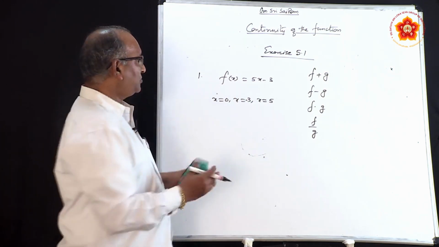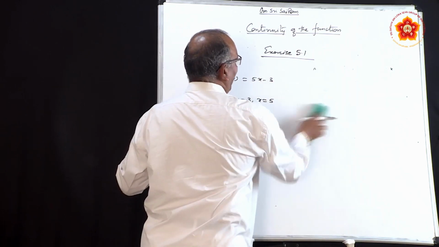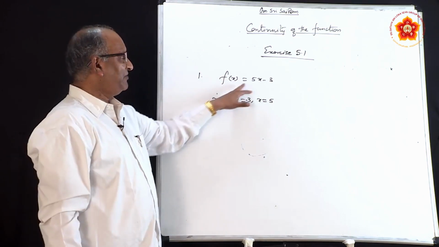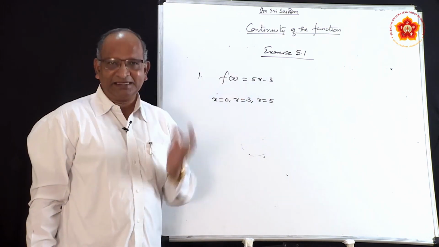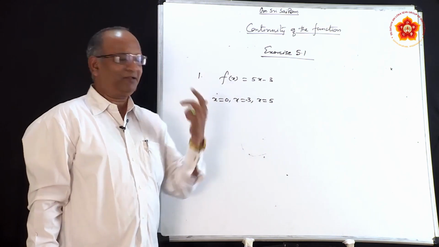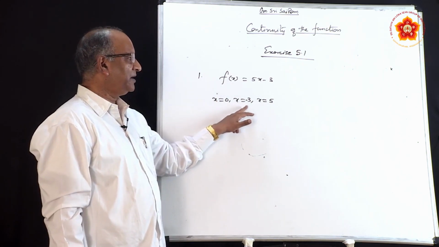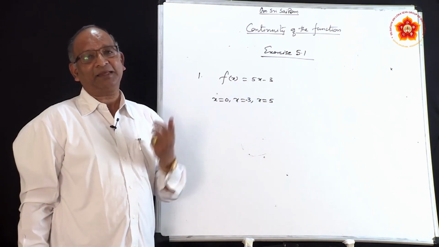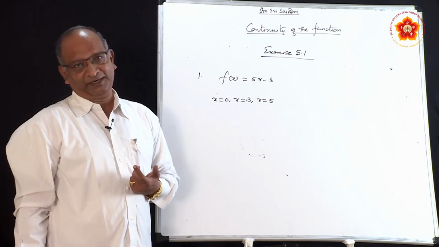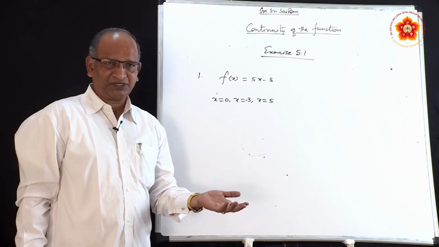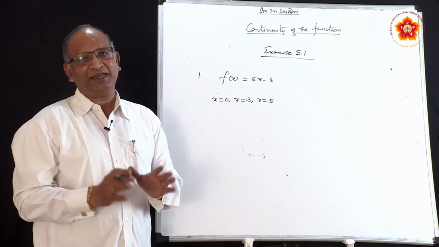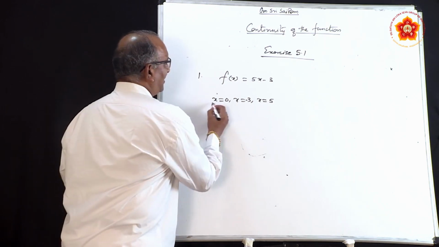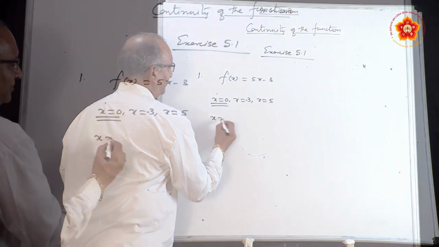So now let us come to this particular problem. In fact, without solving you can tell. Since the given function 5x minus 3 is a polynomial function, it is continuous. So it will be continuous at 0, at minus 3, and at 5. But since he has asked it as a problem, we can also show it. How do you show it? Find out the limit of the function, find out the value of the function. If both are equal, we say it is continuous. How do you find the limit of the function? Let us say we want to check at x equal to 0.